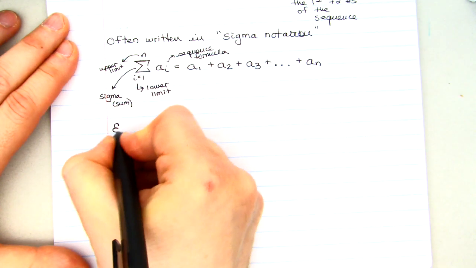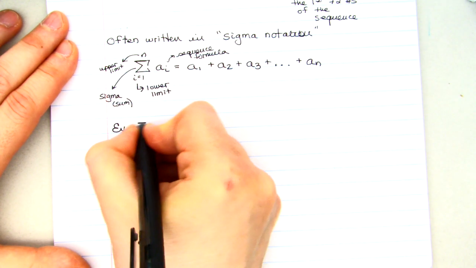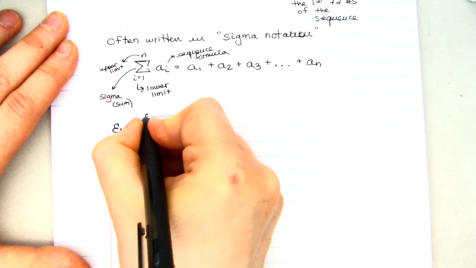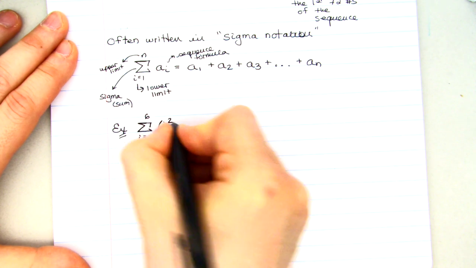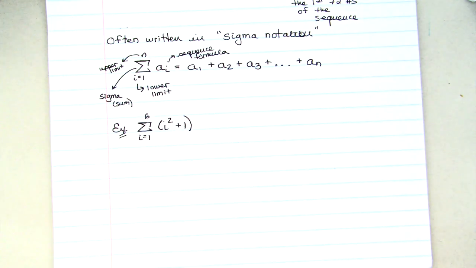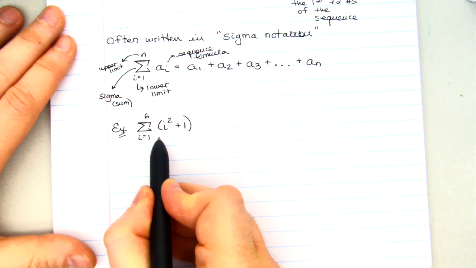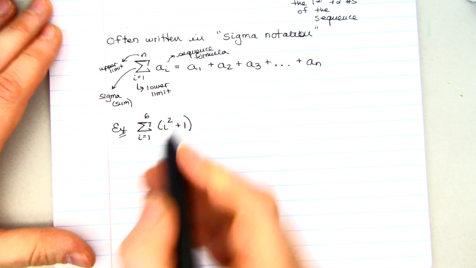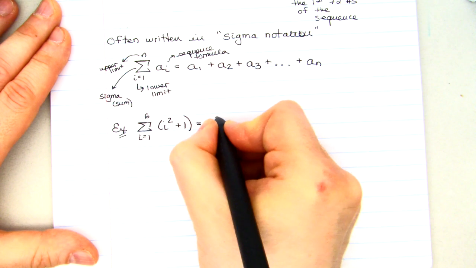Let's do a few of these. Let's look at the sum as i goes from 1 to 6 of i squared plus 1. We are going to get into some shortcuts for dealing with these things, but for this first problem, I want to do it truly by writing out all the terms and then just adding them up. So I have my sequence formula over here, i squared plus 1. I'm first going to plug in my lower limit. I'm going to plug in 1, and I'm going to get 1 squared plus 1.